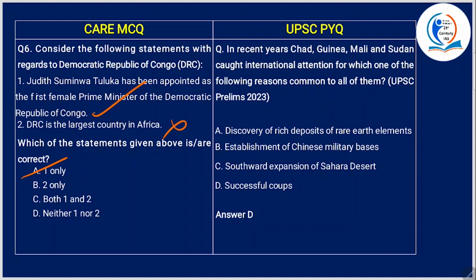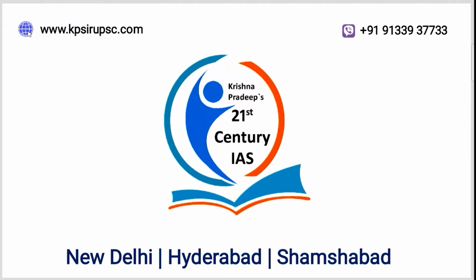Now, in recent years, Chad, Guinea, Mali, and Sudan caught international attention. For which one of the following reasons common to all of them? Discovery of rich deposits of rare earth metals, establishment of Chinese military bases, southward expansion of Sahara Desert, successful coup. It was because all of them had successful coups. Now, what is a coup? It is a sudden, violent, and unlawful seizure of power from a government. Okay. This is it for today. All the best.